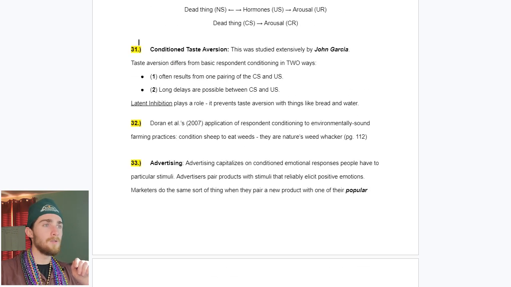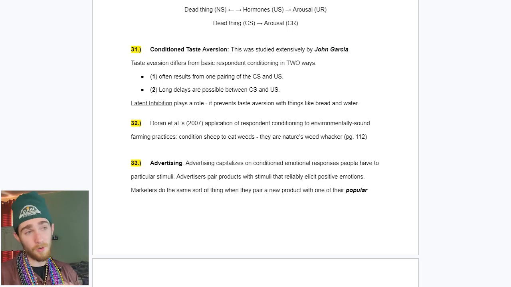All right, study on conditioned taste aversion. Conditioned taste aversion comes to us from John Garcia. All right, taste aversion differs from basic respondent conditioning in 2 important ways. For one, conditioned taste aversion often results from a single pairing of the conditioned stimulus and the unconditioned stimulus, and long delays are possible between the conditioned stimulus and the unconditioned stimulus. Or I'm saying conditioned stimulus, also neutral stimulus, because eventually neutral stimulus becomes a conditioned stimulus.